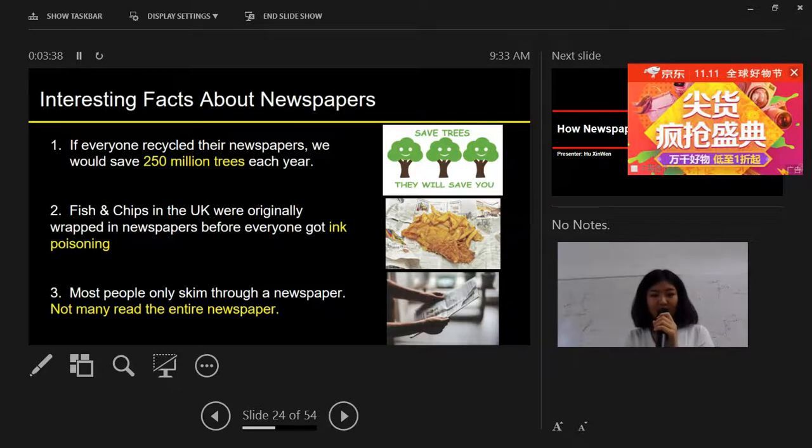Most people only skim through the newspaper. Not many read the entire newspaper. So this is why it's important for us to pay more attention to the headline and lead.